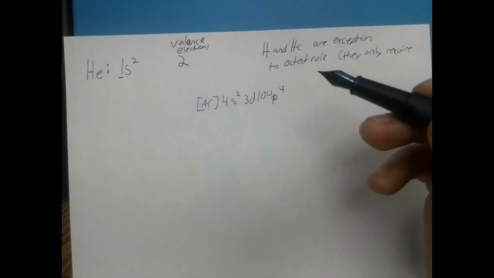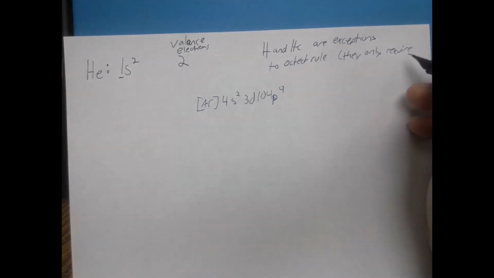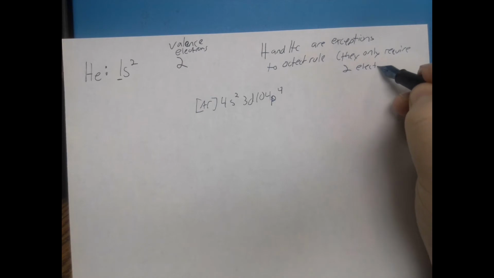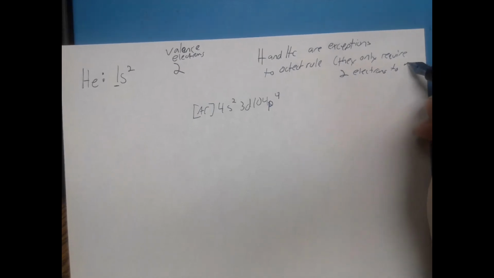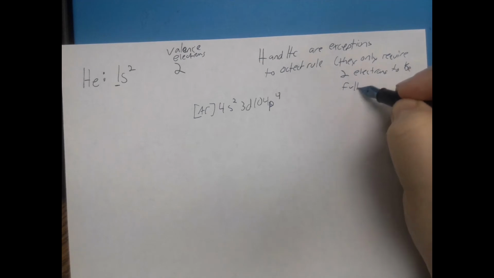So helium and hydrogen are exceptions to the octet rule. They only require 2 electrons to be full. Everything else requires 8.